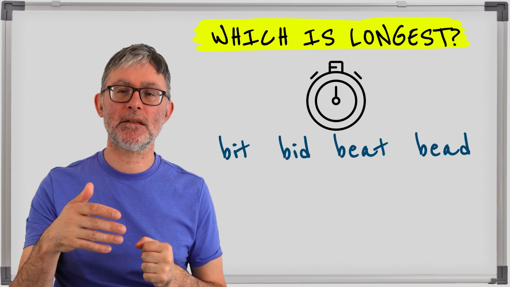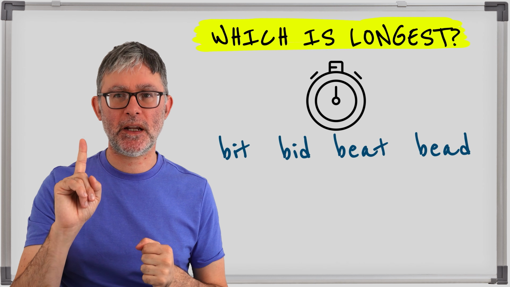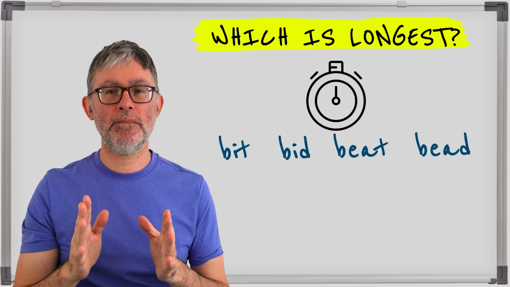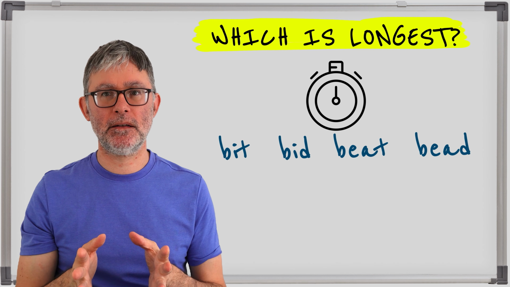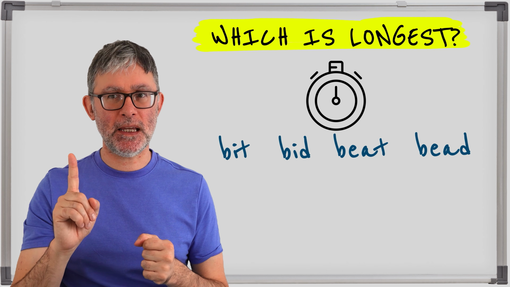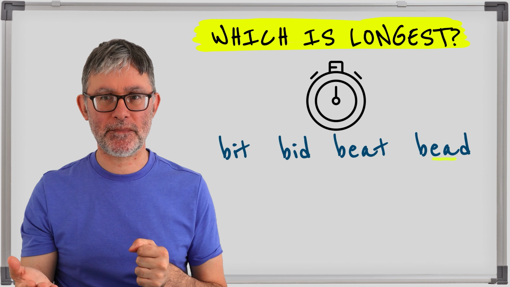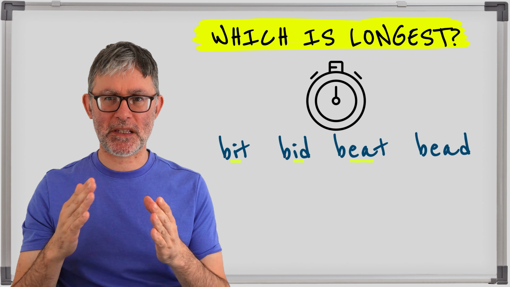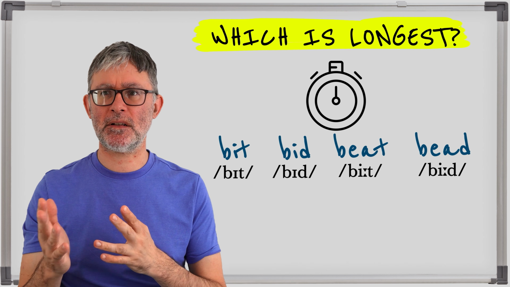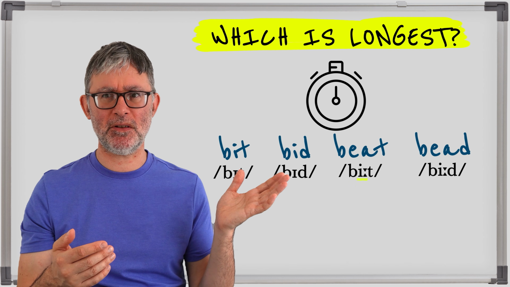Which one of these is longest? Note that I say which one. Now have a listen. Bit, bid, beat, bead. You can hear that bead is clearly the longest, and the other three are about the same length. They're all quite short. But in the dictionaries, it looks like beat is long too.